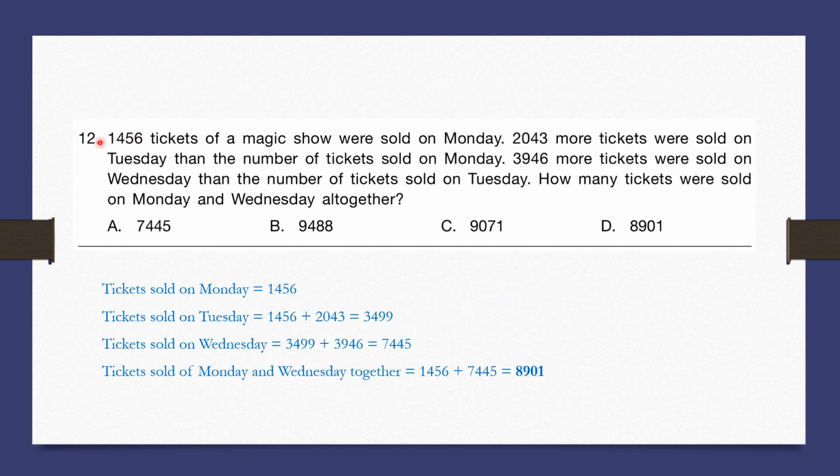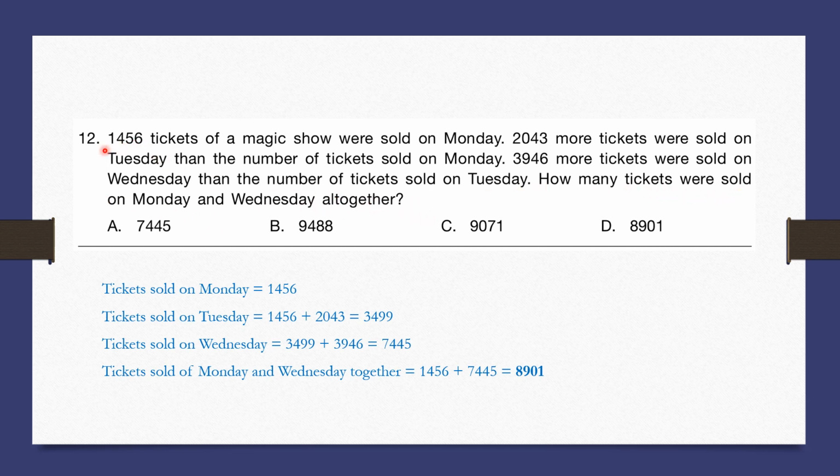Question number 12. 1456 tickets of a magic show were sold on Monday. 2043 more tickets were sold on Tuesday than the number of tickets sold on Monday. 3946 more tickets were sold on Wednesday than the number of tickets sold on Tuesday. How many tickets were sold on Monday and Wednesday altogether?